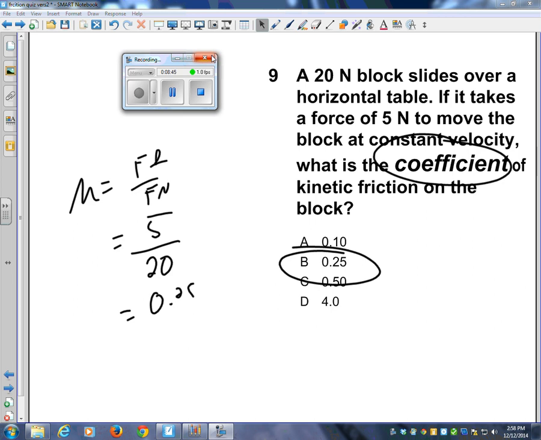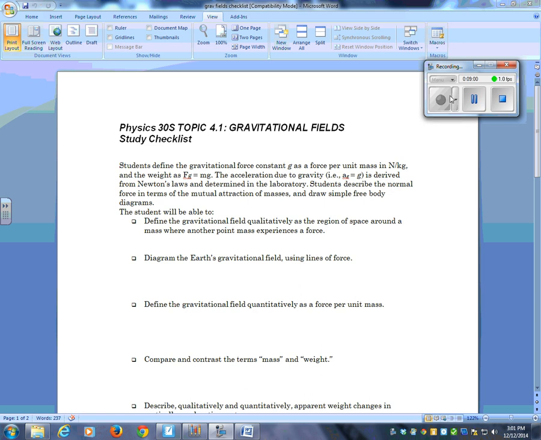A reminder that at the start of the unit, I gave you this, topic 4.1, gravitational field study checklist. How about we go through that, Nate, and see if we know all that stuff. Here's what's on the test. Define the gravitational field qualitatively as the region of space around a mass where another point mass experiences force. In other words, you should know what a gravitational field is. It's the space around an object where another object experiences a force. I know what that is.